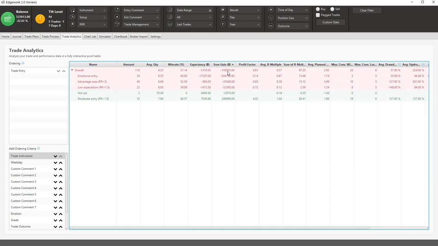So overall, he has lost roughly 160,000. This is Thai baht. And the emotional entries alone are costing him 344,000. So this is already quite a big deal for the trader. Without emotional entries, his trading would look very differently.